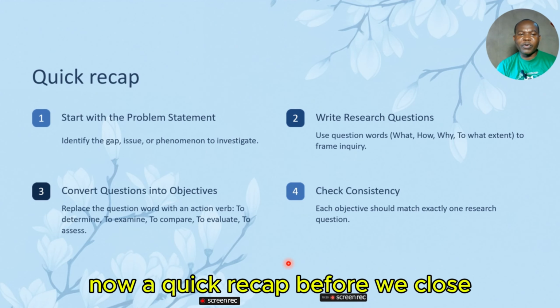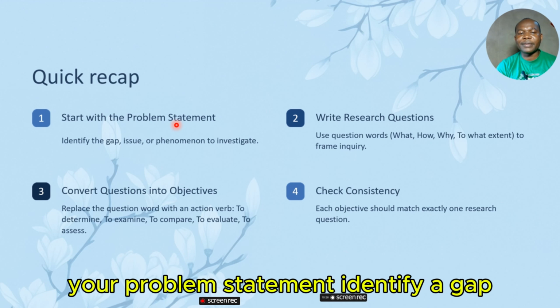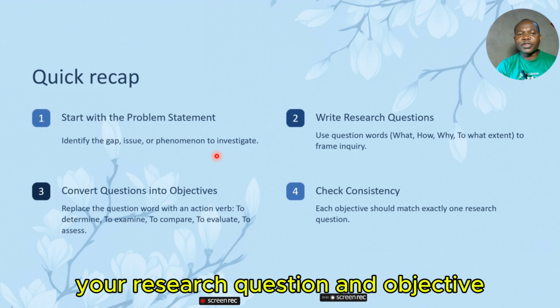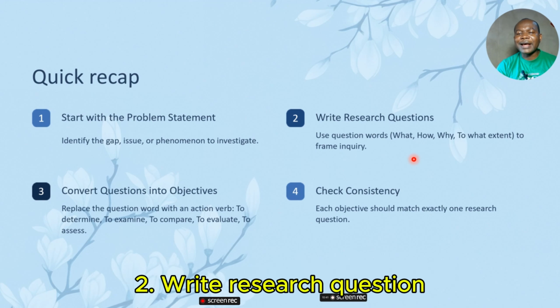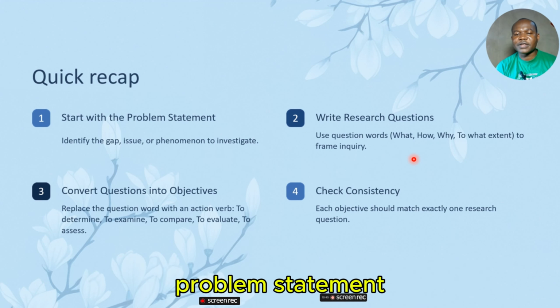Now, a quick recap before we close. Number one, it's important to start with your research problem statement. Identify a gap, issue, and phenomena to investigate. Your research question and objective, they are product of your research problem statement, okay? And number two, write research question. Write the research question from your research problem statement.